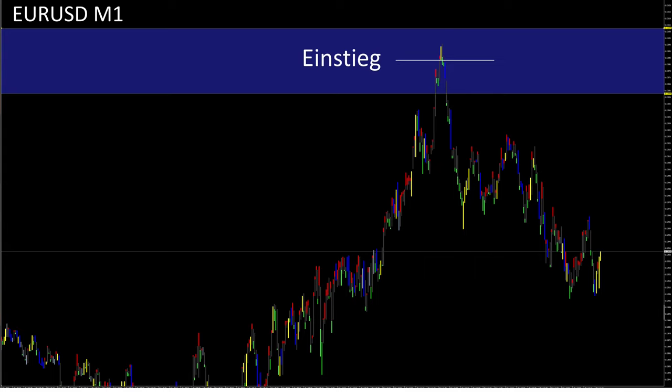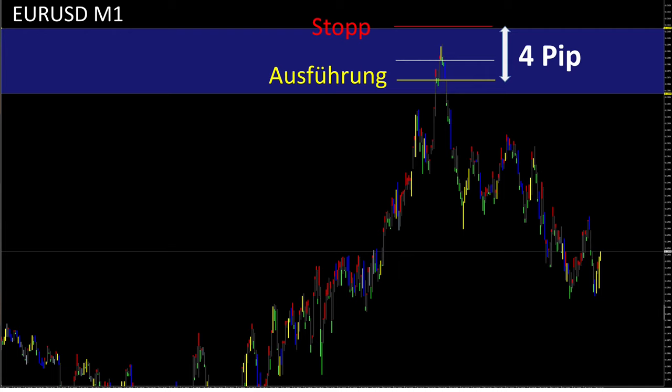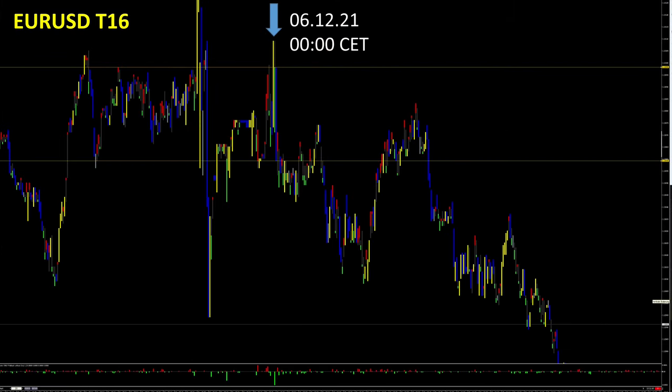As a rule, I try to enter in the middle of such a zone, but due to the spread, one is of course only executed deeper. The stop is now coming above the resistance zone, putting the risk at 4 pips. So, I am no longer able to reach a TP of 14 pips. Going back to where we started and in T16, we can now narrow the resistance zone down to 4 pips.